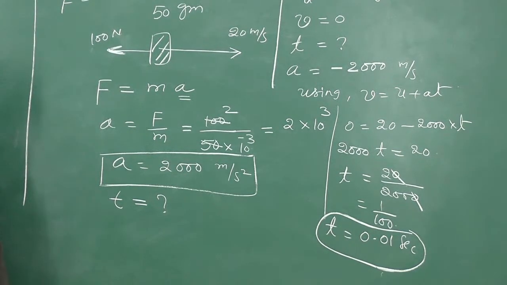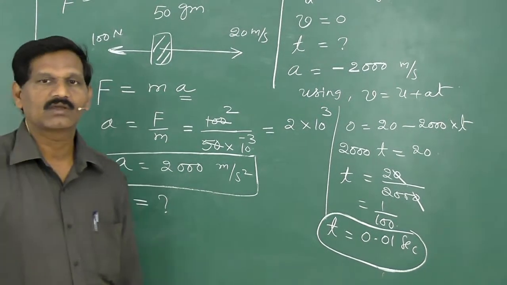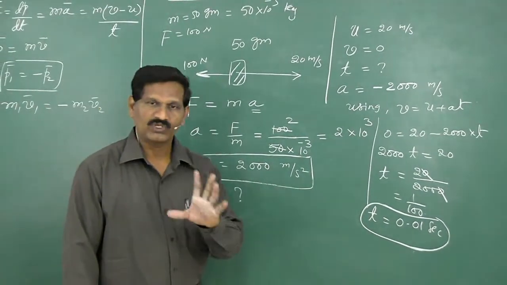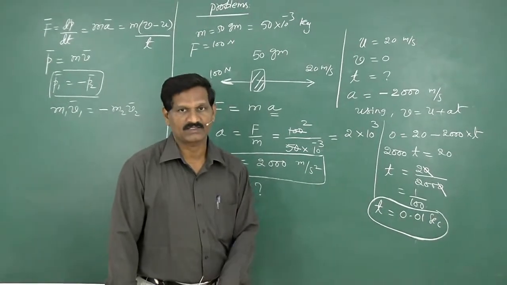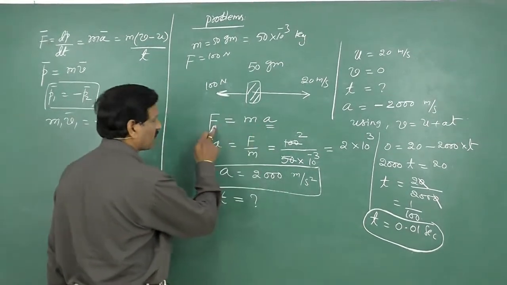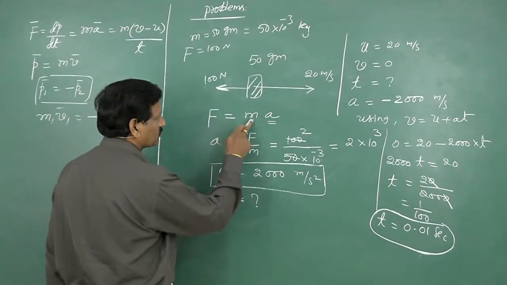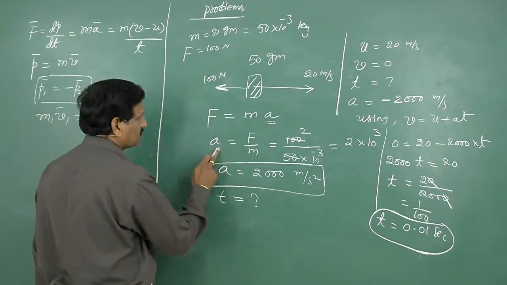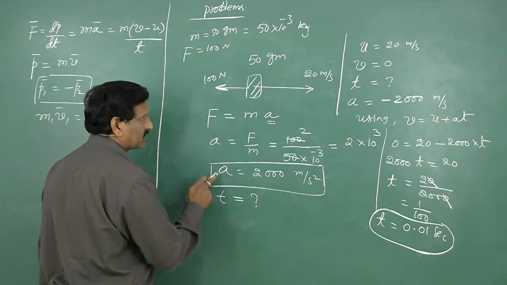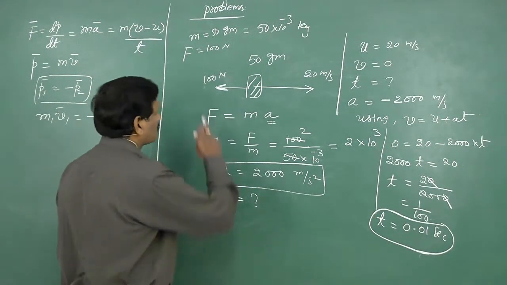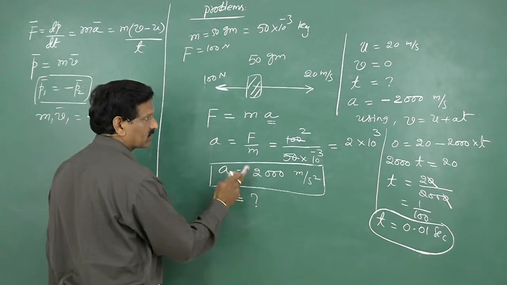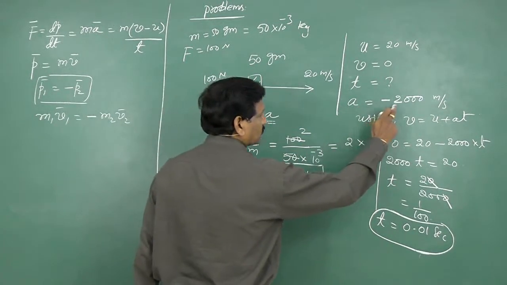So, in this problem, first of all, we must know the acceleration or retardation, because this is the retarding force, we get retardation, that is a negative acceleration. For this, we use Newton's second law, F is equal to ma. The mathematical form of Newton's second law is force is equal to mass into acceleration. From this, A is equal to F by m. Then you get A as 2000 meter per second square. But here this A is retardation, remember, because this is the retarding force. Retarding force produces retardation. Retardation is negative acceleration. So, A is equal to minus 2000.